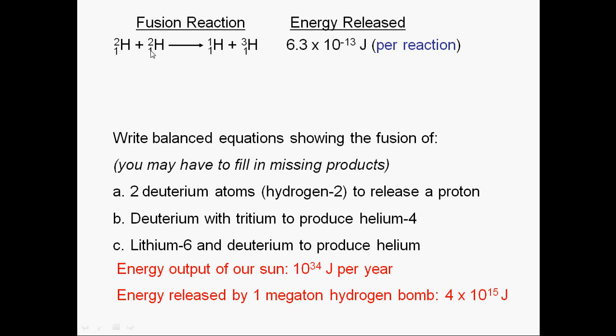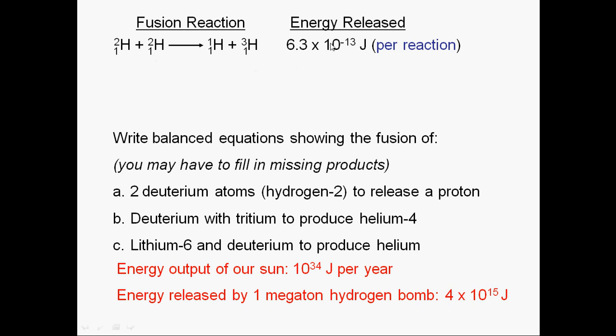Then same idea for the atomic number. I had 1 plus 1 for a total of 2. My hydrogen proton only has an atomic number of 1. To have it add up to 2, my other particle also had to have an atomic number of 1. So what I determined then is that when I had my 2 deuterium atoms come together, if they release a proton, the other thing that they're going to release is tritium. That's the only other possible product, so that we end up with our masses equal on both sides and our atomic numbers equal on both sides.